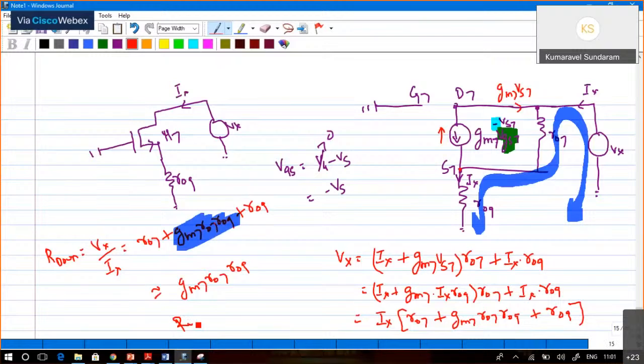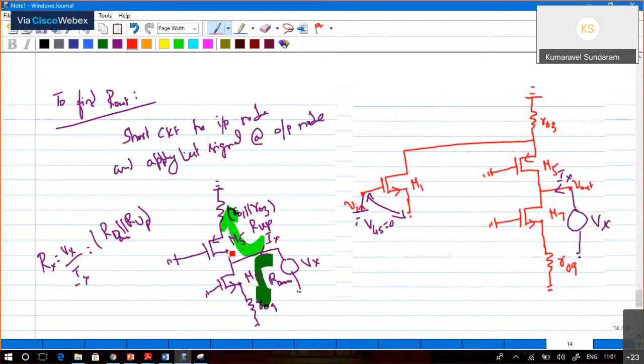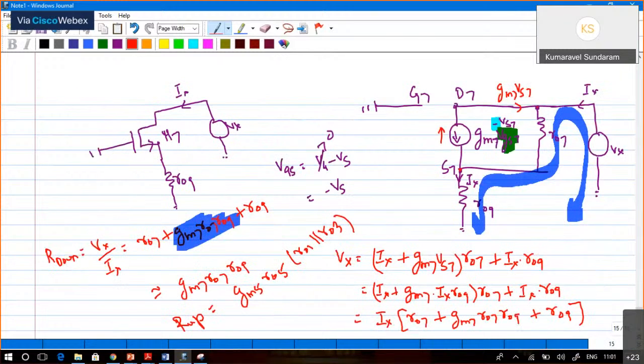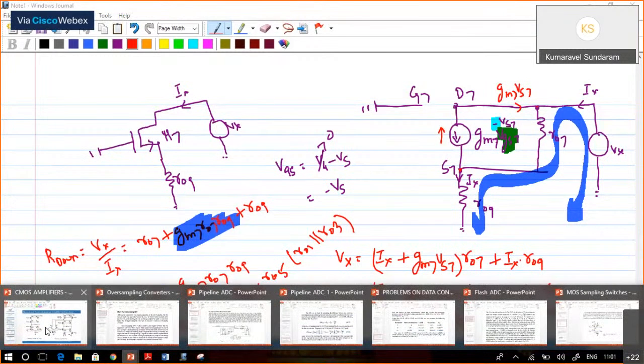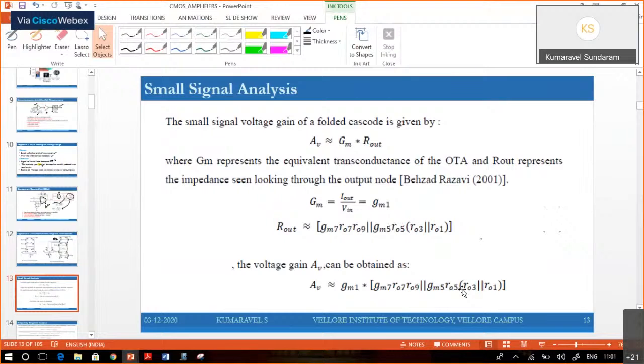So the up impedance also has a similar structure. So we can write it as gm5 RO5 (RO1 parallel RO3). So if you observe, this is also a cascode: gm5 RO5 into RO1 parallel RO3. So this is going to be R out. So the total gain we can write as gm1 into gm7 RO7 RO9 parallel gm5 RO5 RO3 parallel RO1. So this is the gain.